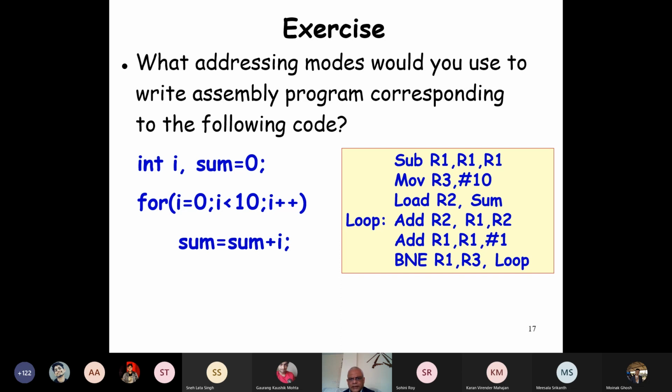Now move 10 to R3. 10 is the immediate operand, so it is immediate addressing. Load sum into R2. So this is memory direct addressing. And then we add R1 and R2 and store the result in R2.